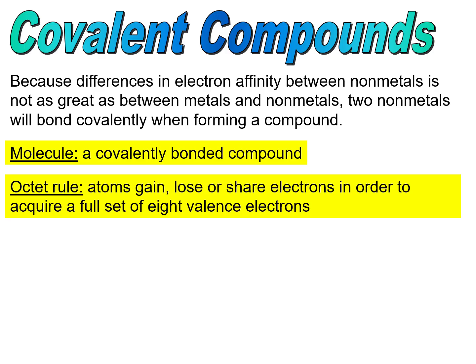All right, let's go on to the next part. Covalent compounds. Because the differences in ionization energy and electron affinities between nonmetals are very minimal, that means they're not going to want to transfer electrons. They're going to share electrons.